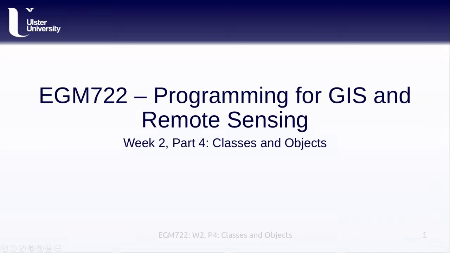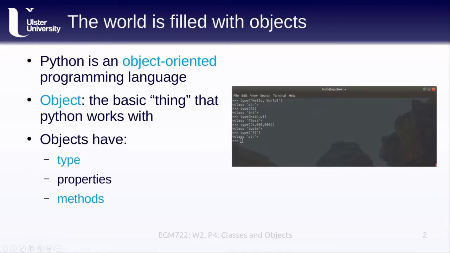To EGM722, Week 2, Part 4, Classes and Objects. In last week's lectures, we discussed the fact that Python is an object-oriented programming language. And an object, at the time I defined this as just the basic sort of thing that Python is working with. And we said that objects have something called a type, they have properties or attributes, and they have something called methods associated with them.